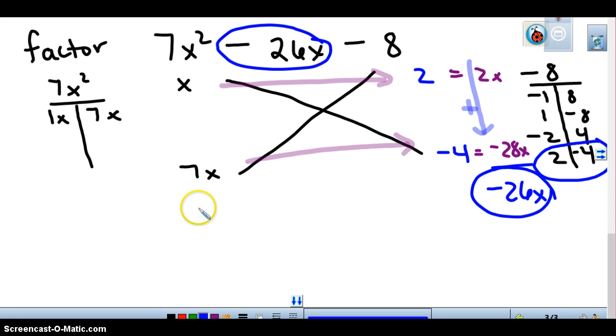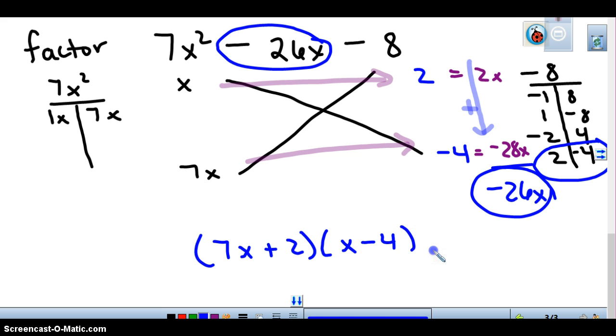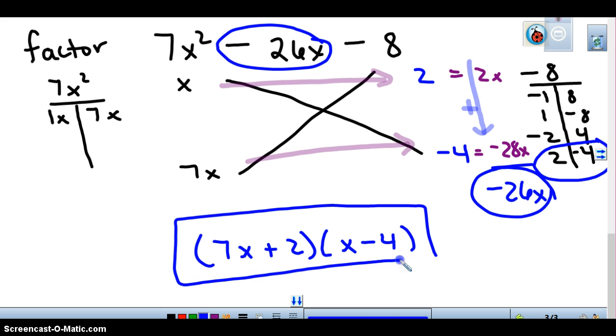So the factors of 7x squared minus 26x minus 8 would be 7x plus 2 times x minus 4. So that's what we use our x for right here, to pair these. This is one binomial, this is the other binomial.